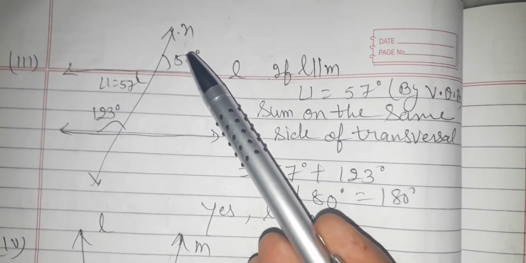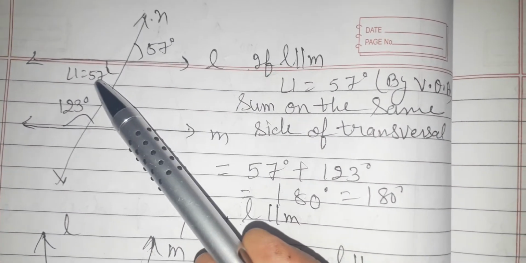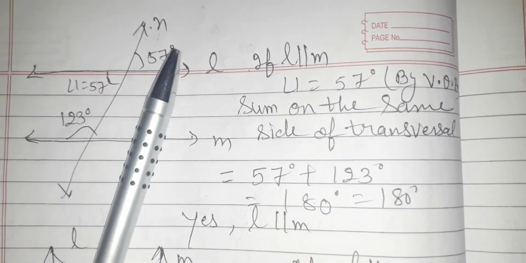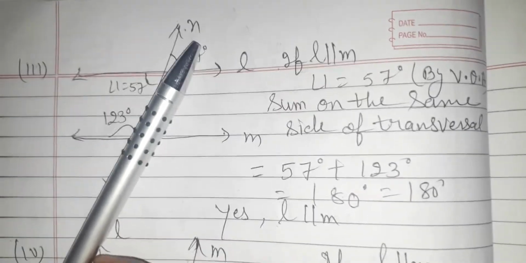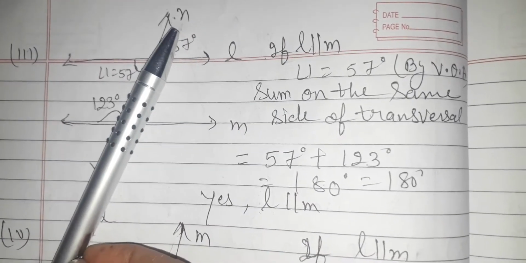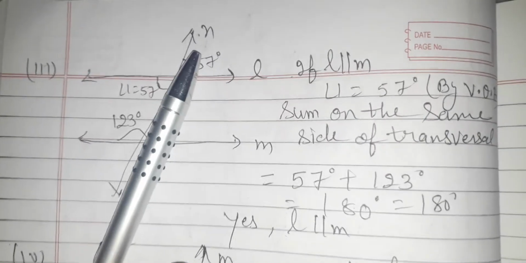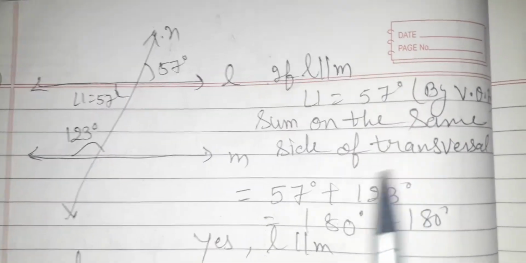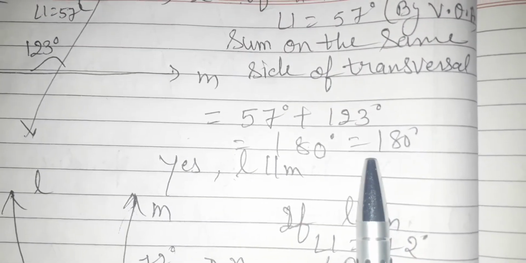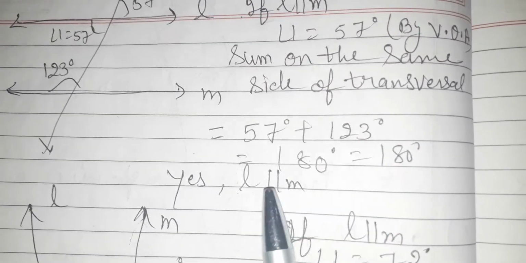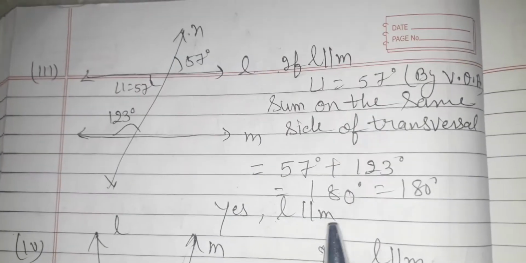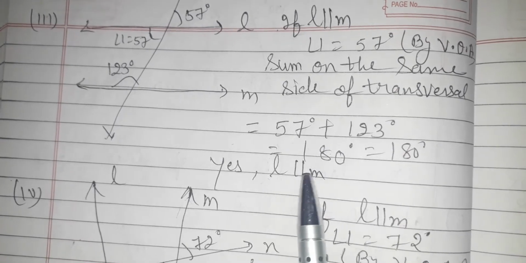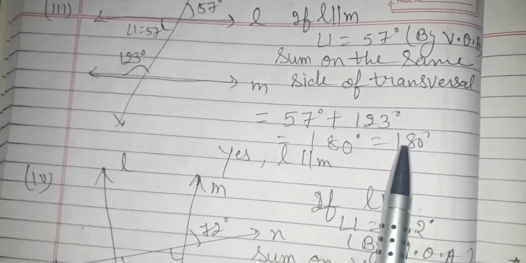Now look at this figure. This 57 is given. I will take the vertically opposite angle of 57. This was 57, so angle 1 is also 57. Now the sum of angles on the same side of the transversal will be 180. 57 degrees plus 123 degrees, the answer is 180 degrees. It means it is equal to 180 degrees. In this case L is parallel to M. This is the symbol of parallel. The double bar is the symbol of parallel. It means line L is parallel to M because their sum came to 180 degrees.